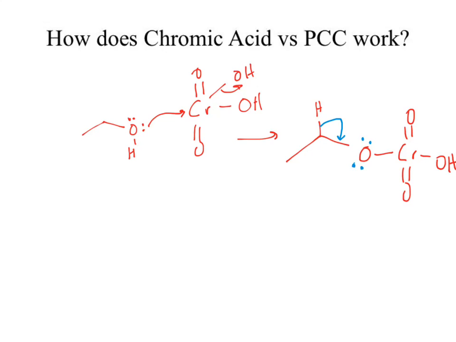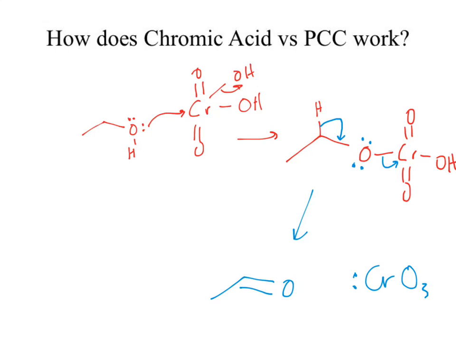It would have 10 electrons around it. Can it have 10? No. What happens? Chromium takes the electrons away from that oxygen. The result is that we end up with our carbonyl and we generate this chromate ion floating off on the side.